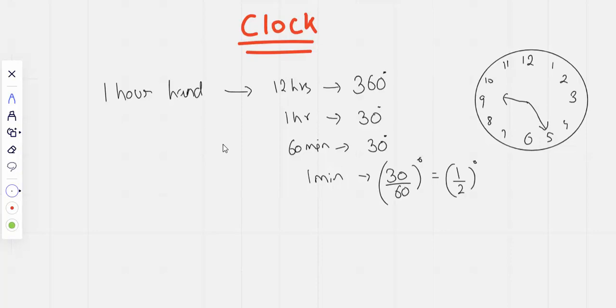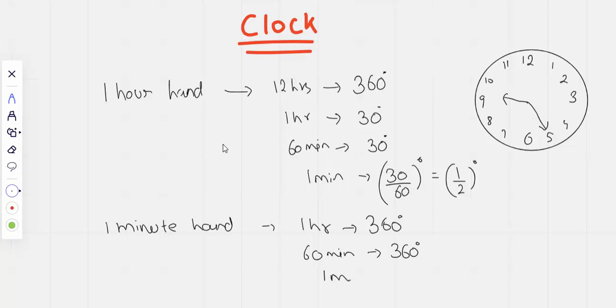And for the minute hand, in 1 hour it does a complete revolution, that is 360 degrees. So in 60 minutes the minute hand is covering 360 degrees. So in 1 minute the minute hand is covering 6 degrees.